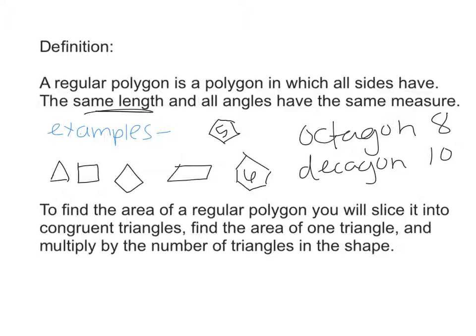To find the area of a regular polygon, you're going to slice it into congruent triangles, find the area of one triangle, and multiply it by the number of triangles in that shape. So first you slice it into triangles, find the area of just one, like the unit rate almost, and then multiply it by the number of triangles in the shape.